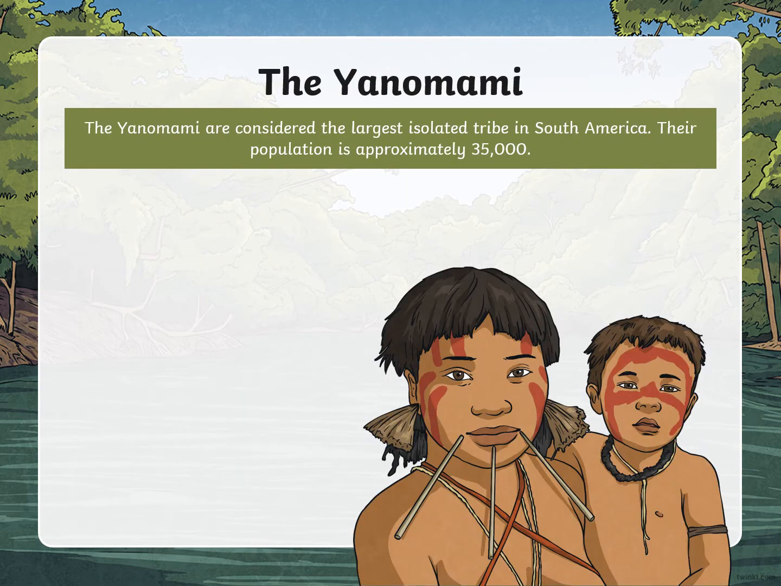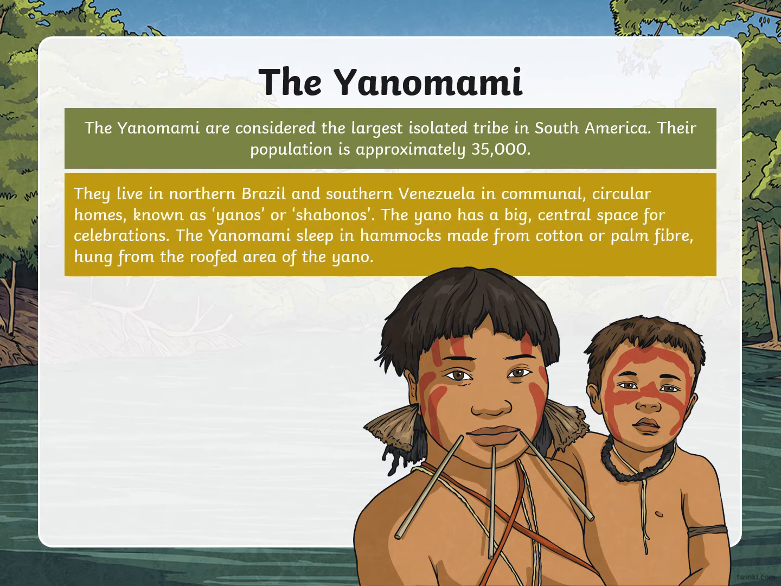Okay, here's one of the first tricky words of the day. The Yanomami. The Yanomami are considered the largest isolated tribe in South America. That means they're isolated. They don't have any contact with anyone else. Their population is approximately 35,000. They live in northern Brazil and southern Venezuela in communal circular homes known as llanos or chabanos. The llano has a big central space for celebrations, because we know that tribes people like to celebrate and dance, don't we? We learnt about that last week. The Yanomami sleep in hammocks made from cotton or pine fibre, hung from the roofed area of the llano.